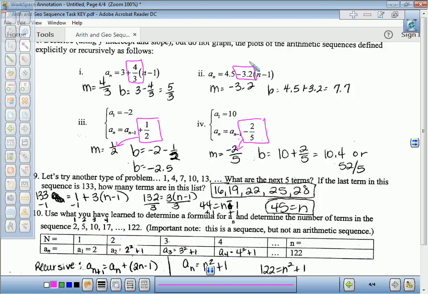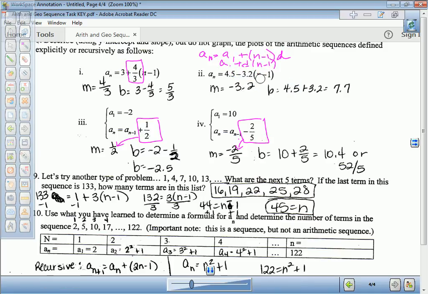Number 2? The slope is what we're multiplying the n minus 1 times. So the slope is just what's in front of n minus 1, because that's our d. So if we look at the formula, a sub n equals a sub 1 plus n minus 1 times d. Well, in this one, all they did was move the d out in front. So the slope is that number that's out in front that's being multiplied times n minus 1. Now to find the y-intercept, you would have to distribute this and combine like terms.